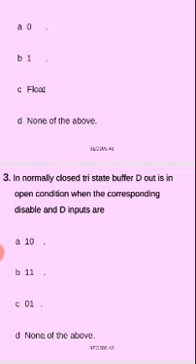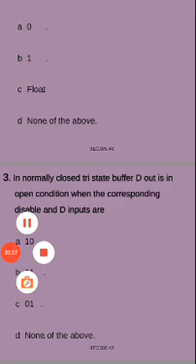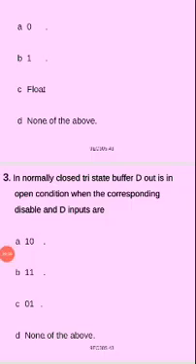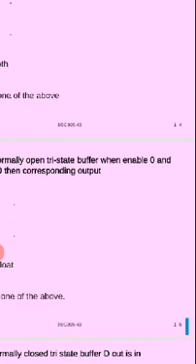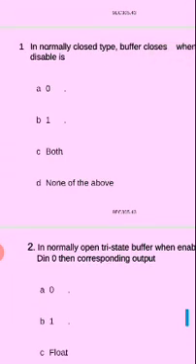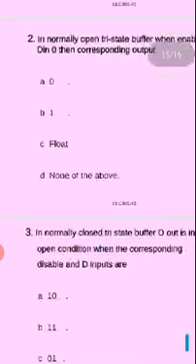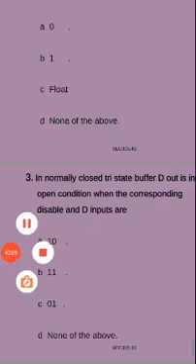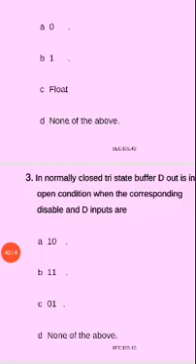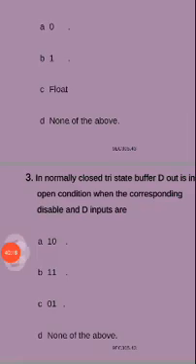So quiz questions are over. So we discussed today tri-state buffer. Now we will discuss the next topic in the next class.